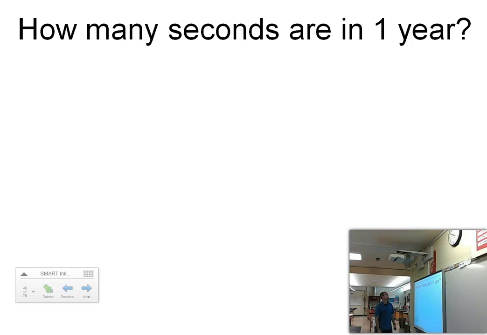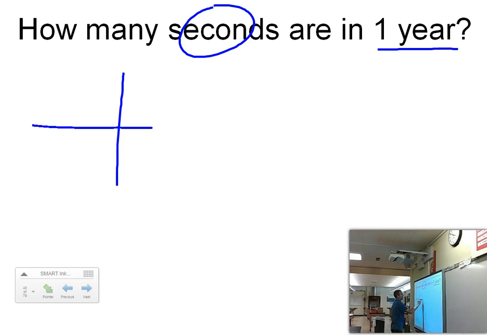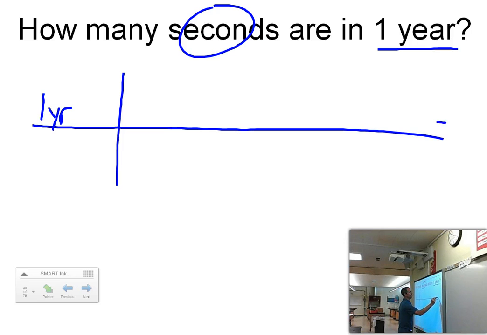Okay, last example. How many seconds are in 1 year? Okay, same approach. I identify the given, 1 year. What's unknown? Seconds. Set up my T-chart. 1 year. Over here I've got seconds. Now you probably already can tell that this is going to take several steps, so let's go for it. Year goes on the bottom.